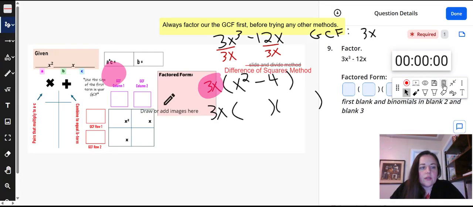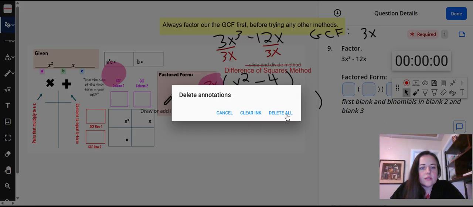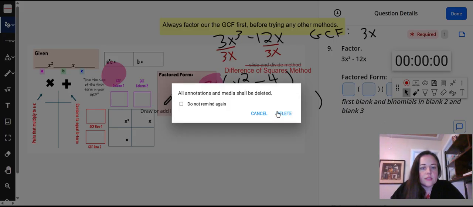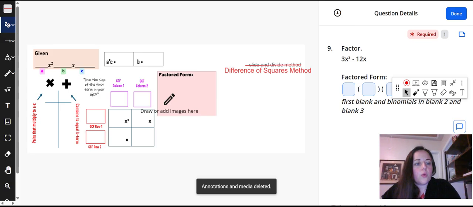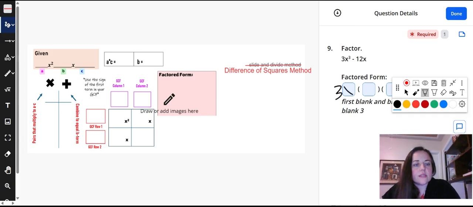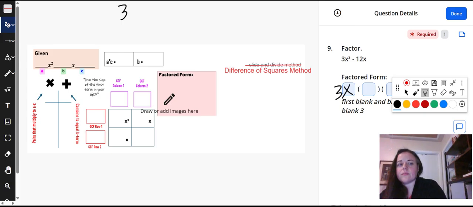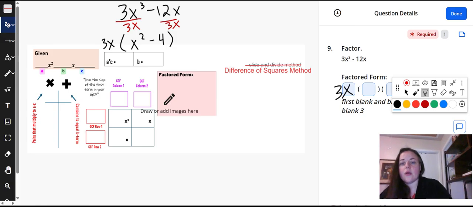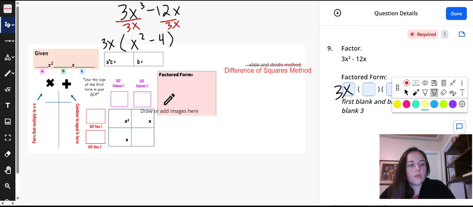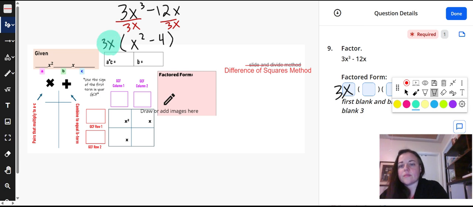All right, so let's take a look inside the box. This is for number 9 still. We took a GCF of 3x out. And when we did that, we were left with x squared minus 4. So you already know that there's a 3x on the outside. So don't do anything with that.